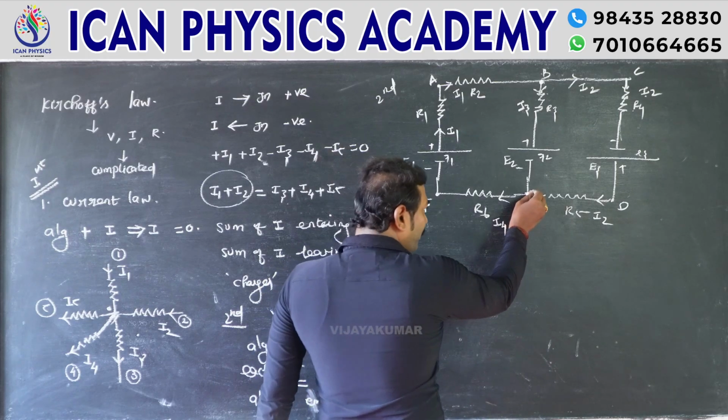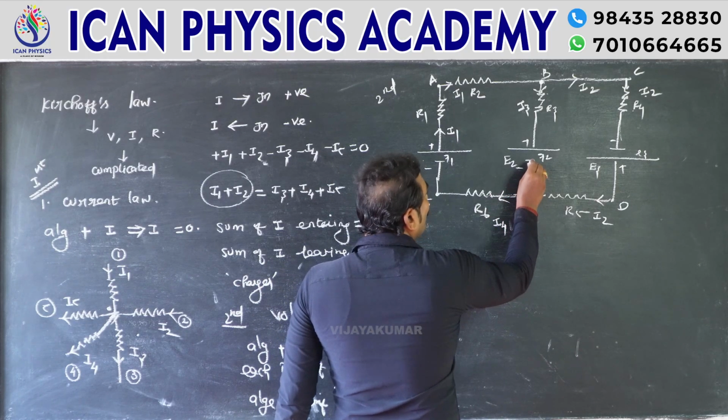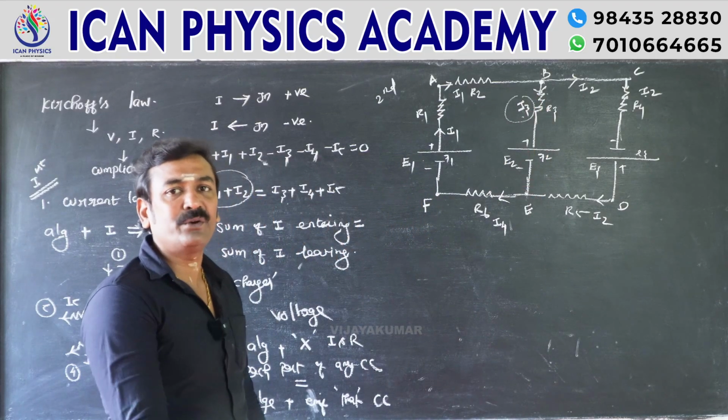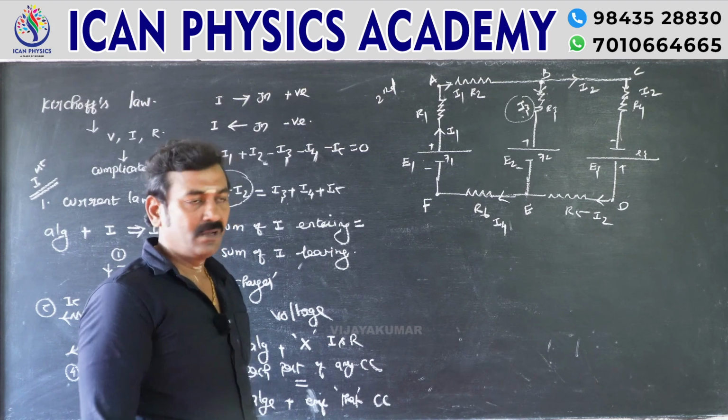Okay. So the current going this way has been given a name. The current going this way also needs a name. Already we have named it I3. So no need to give a new name. Okay? Do you get it now? Do you have any doubts? No doubts.